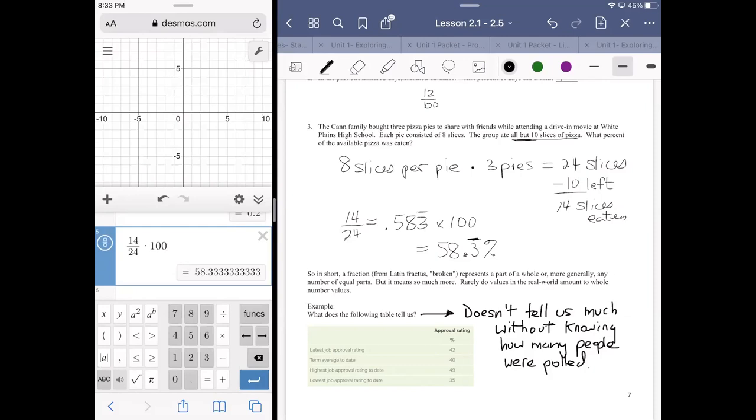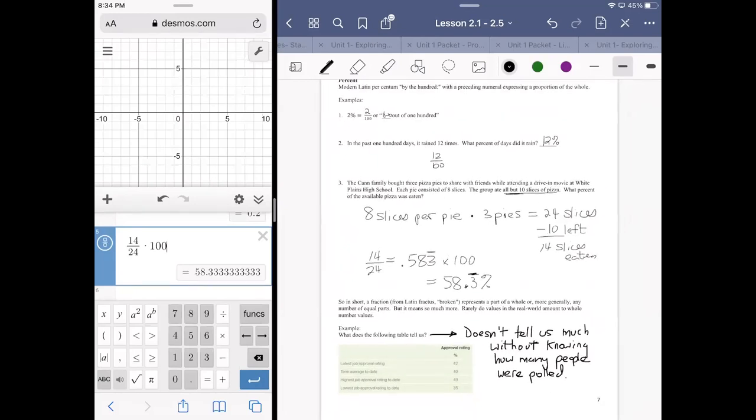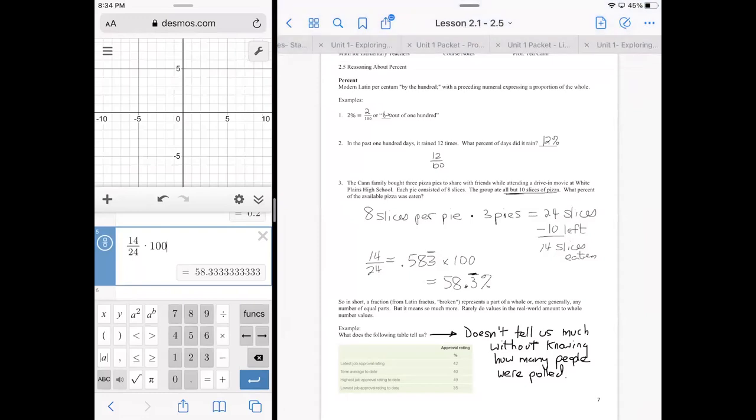That's the conversation that you want to engage in with your students, because you don't want to just leave it up to, all right, take this, divide it by that, multiply it by 100, and you have it. You're not teaching them anything if you do that, right? So that's the unit. That was a lot of talking, but it had to be done.